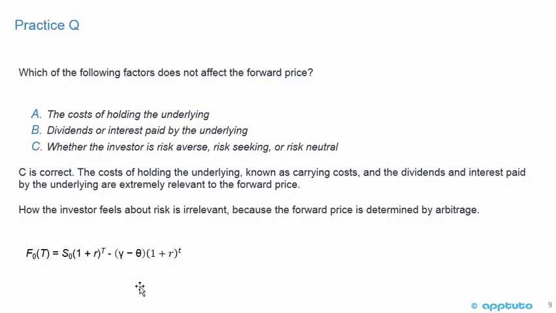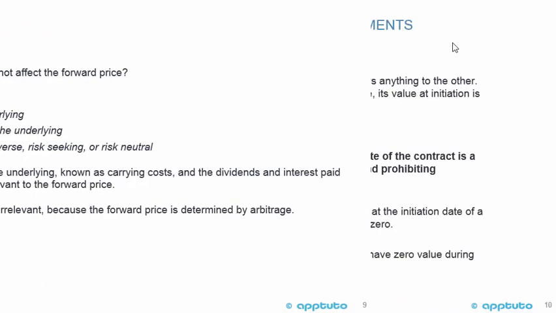C is correct. The cost of holding the underlying, known as carrying costs, and the dividends and interest paid by the underlying are extremely relevant to the forward price. How the investor feels about risk is irrelevant because the forward price is determined by arbitrage. Okay, nice little practice question.